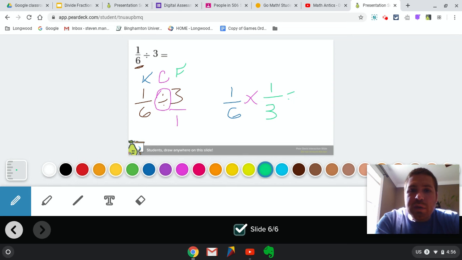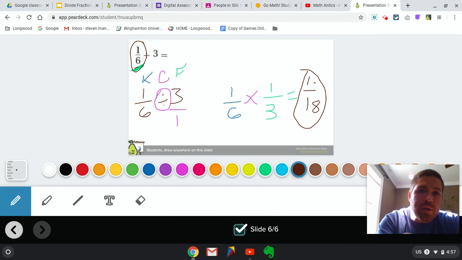So it looks good to me because we had started with a fraction. It looks like we're going to get a fraction for our answer. So let's just make sure we do. 1 times 1 is 1. And 6 times 3 is 18. And look at that. We have a fraction for our answer. We started with a fraction.